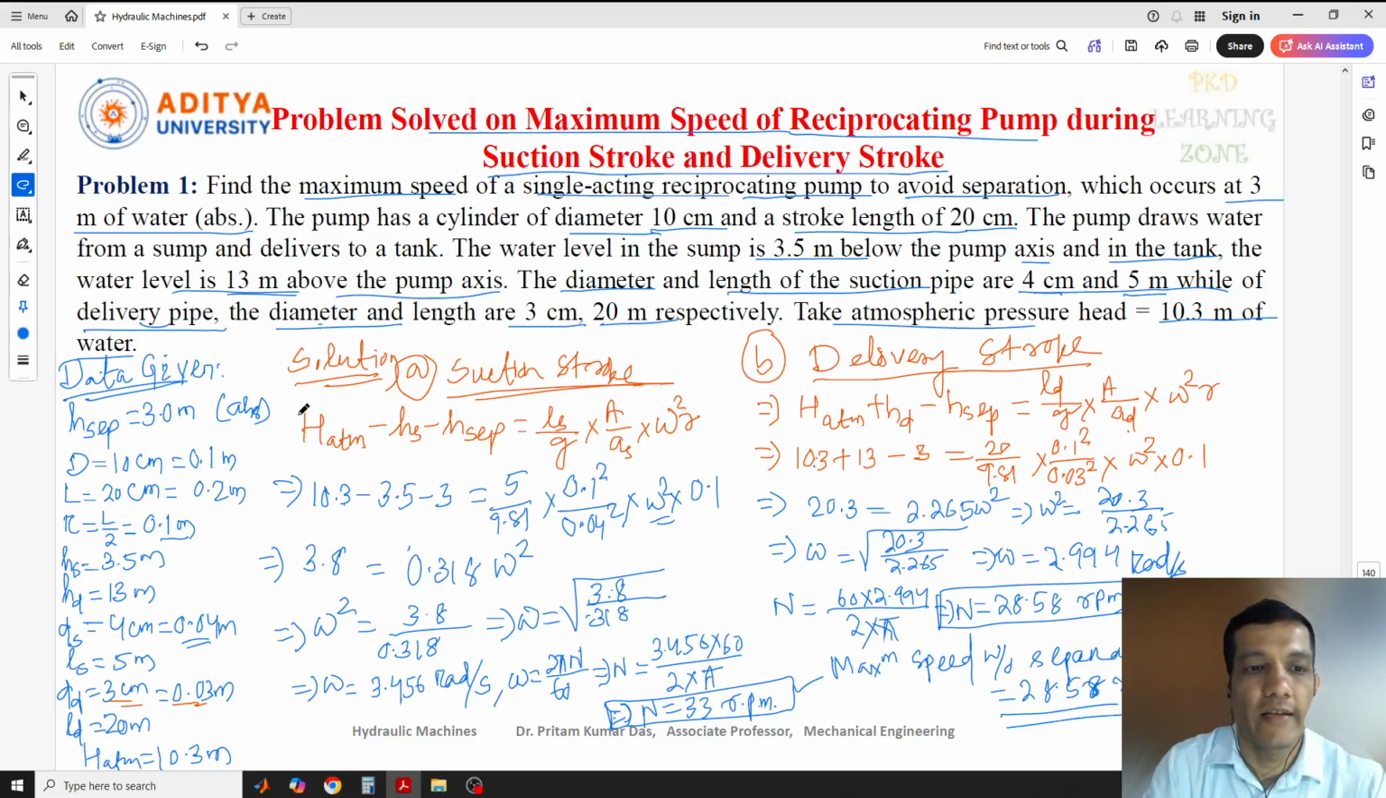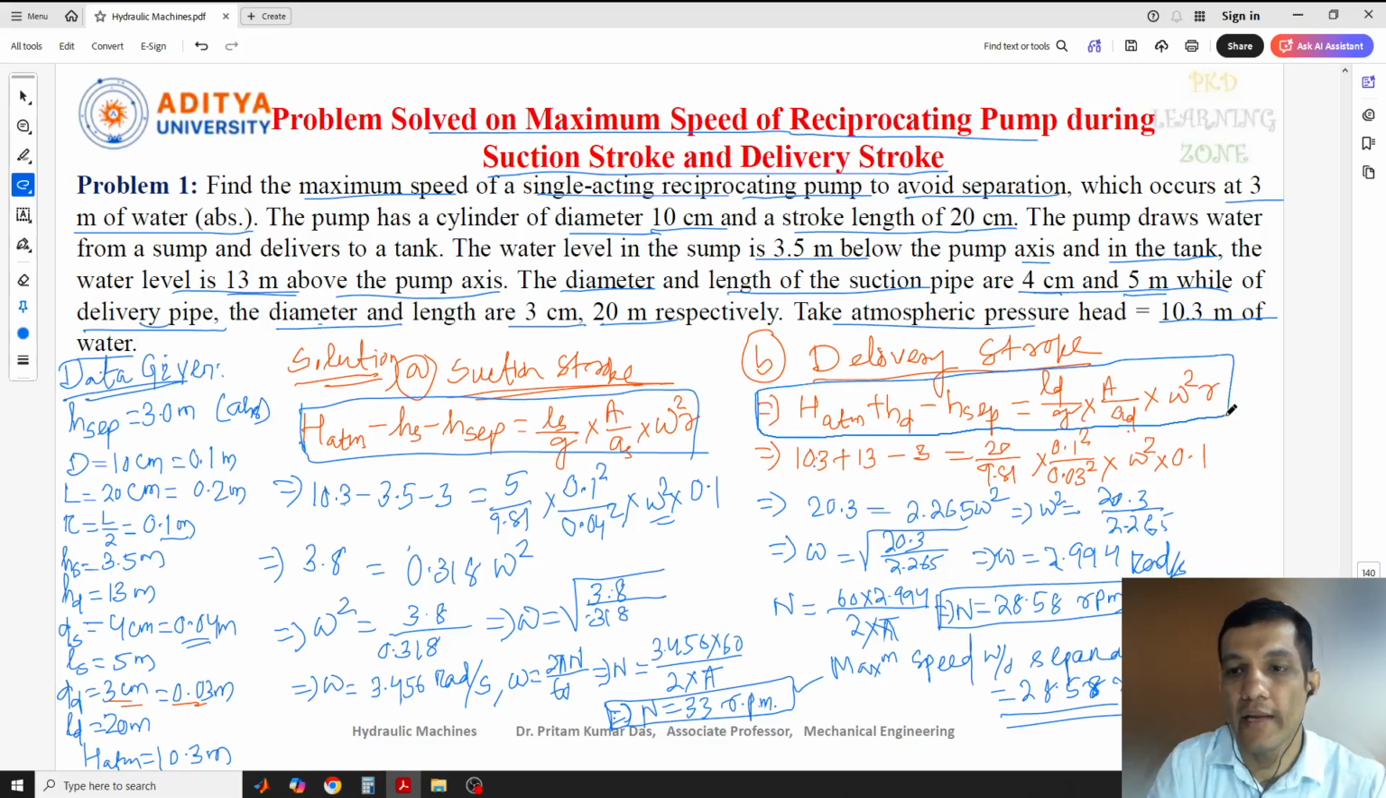So I hope you understand the answer. This is the formula we need to remember for the suction stroke. This is the formula we need to remember for the delivery stroke. If you are not able to remember, then again we need to go back to the diagrams. Then we need to identify from there the condition we need to remember. Anyway, this is the method of how to solve the problem.